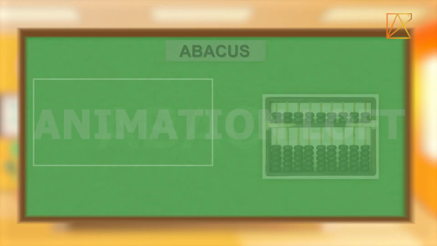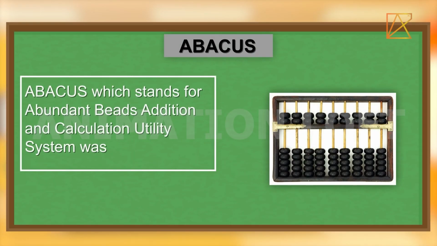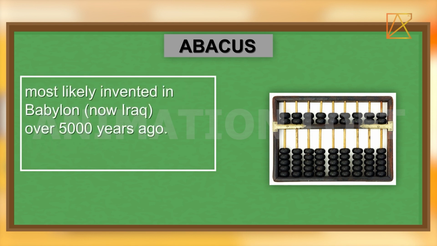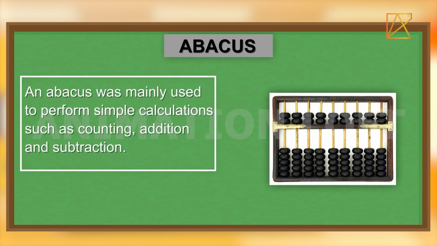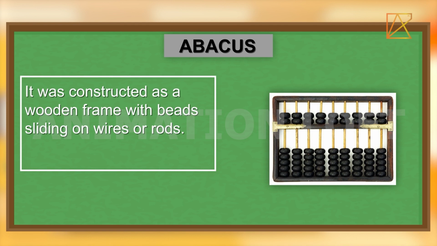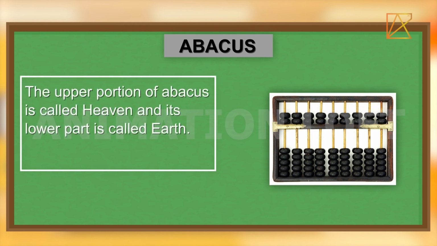Abacus. Abacus, which stands for Abundant Beads Addition and Calculation Utility System, was most likely invented in Babylon, now Iraq, over 5,000 years ago. But its use was perfected by the Chinese. An abacus was mainly used to perform simple calculations, such as counting, addition and subtraction. It was constructed as a wooden frame with beads sliding on wires or rods. The upper portion of the abacus is called heaven and its lower part is called earth.